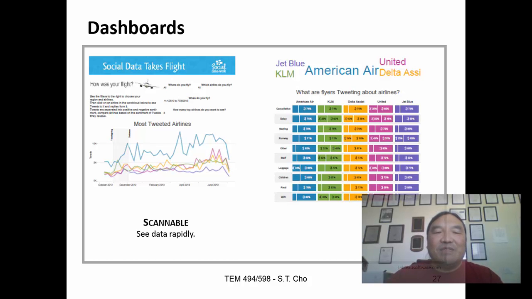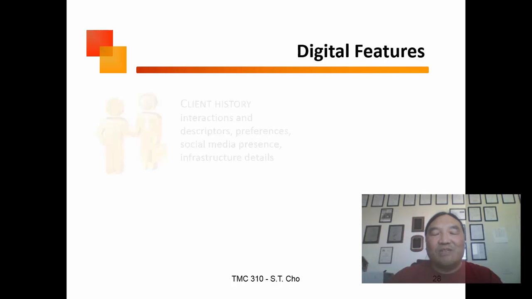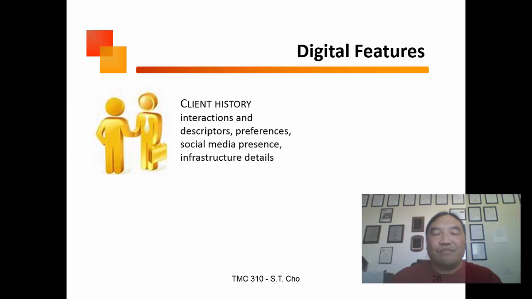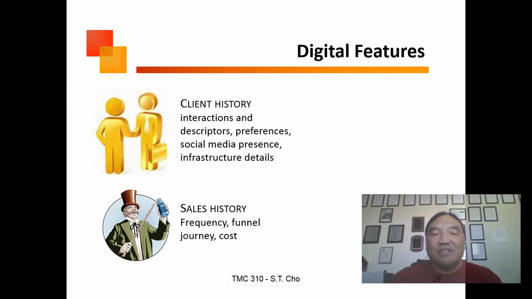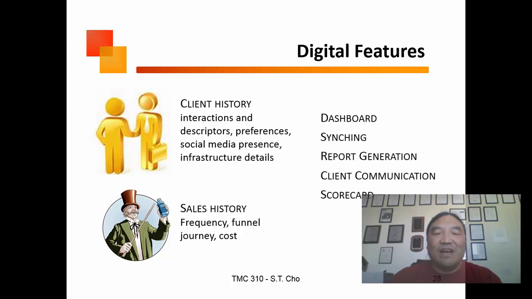The important thing about CRMs and dashboards is, are they scannable? Meaning scannable with your eyes. Can you see what's going on very quickly? And so color is a very powerful thing. And your metrics have to relate to the bottom line. The history of all your transactions is in there, whether it's your client or sales. And so these are the functions that are offered to you in your CRM system.